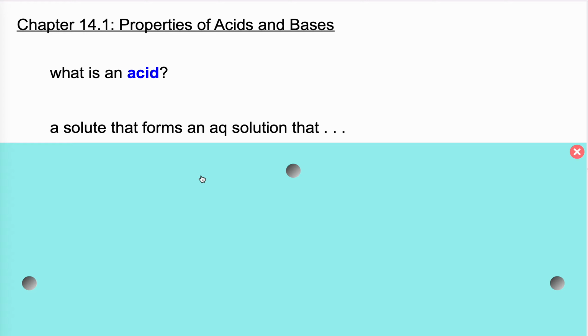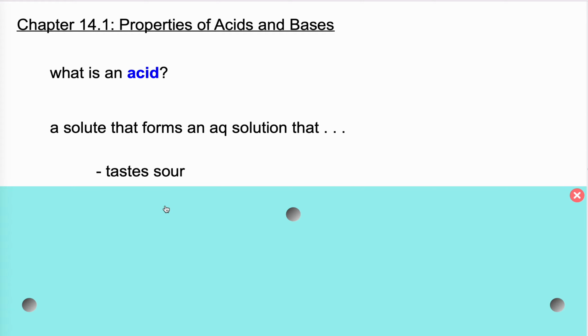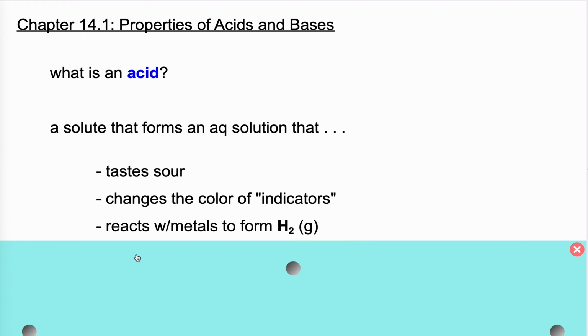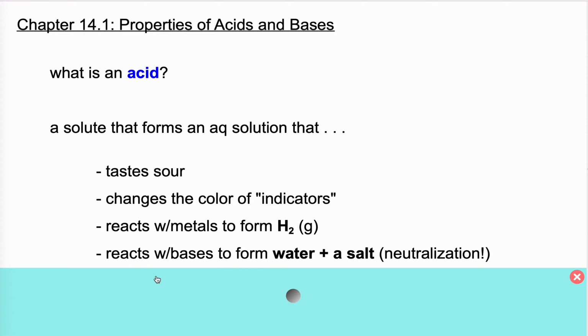An acid is a solute that dissolves in water to form an aqueous solution that has the following properties. Number one, it tastes sour, that is, if it's safe to taste. Number two, it changes the color of certain molecules called indicators. And as we'll see later in the unit, acid-base indicators are molecules that change their color depending upon the acidity or basicity of the solution. Acids react with metals to form, among other things, hydrogen gas as one of the products.